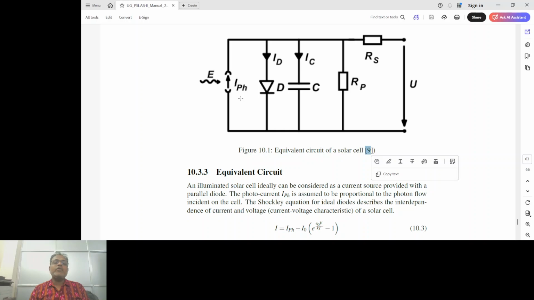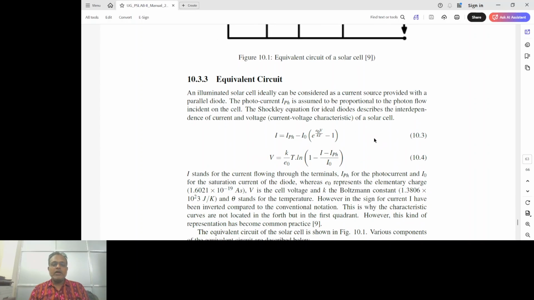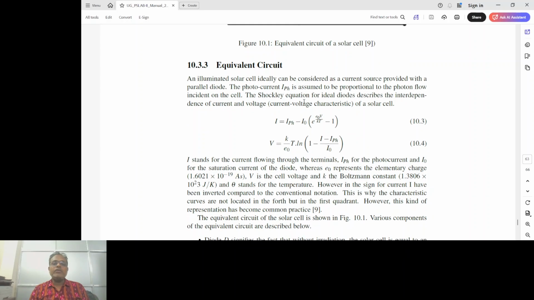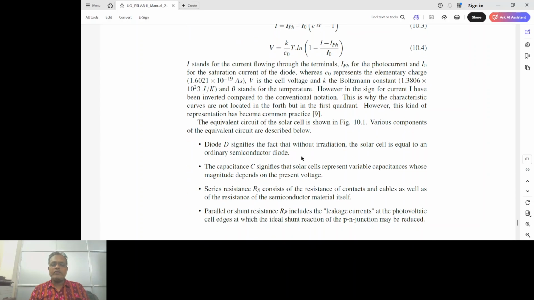So as you see, we have got a diode here. The diode signifies that solar cells are essentially PN junction diodes, and this capacitance, the parallel resistor and the series resistance describe the difference between a normal PN junction diode and a solar cell. Now, since it is a PN junction diode, we get the general Shockley equation for the ideal diodes, which are of this form, and various parameters are described here.